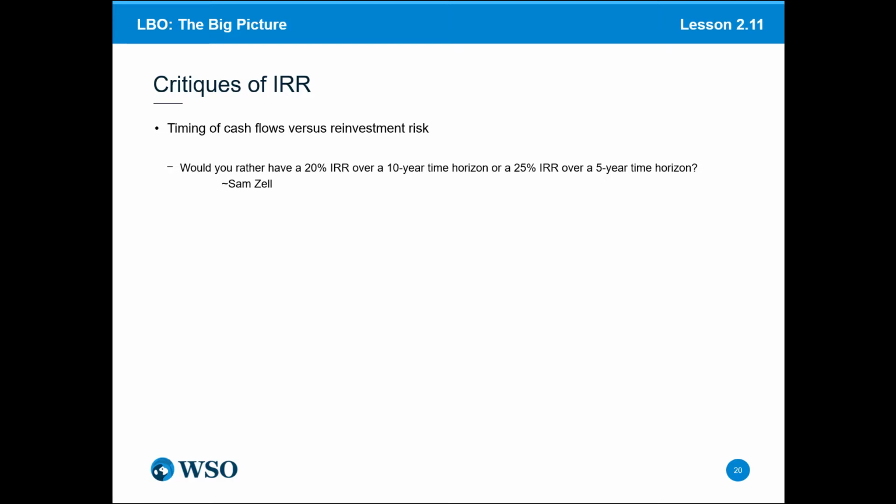So a popular question Sam Zell, the legendary real estate investor, often asks MBA students is, would you rather have an investment with a 20% IRR over a 10-year time horizon or one with a 25% IRR over a 5-year time horizon? Sam's answer would actually be the former case of 20% over 10 years.